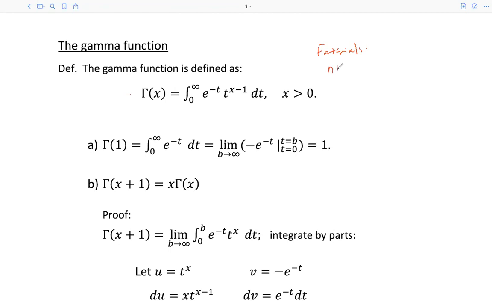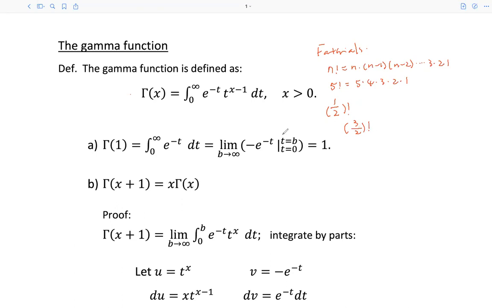So factorial is defined as n factorial: n times n minus 1 times the next number, n minus 2, and so on and so forth, 3, 2, 1. If we have 5 factorial, that's 5 times 4 times 3 times 2 times 1. But a question in mathematics is, what is half factorial? Right? What is 3 halves factorial?